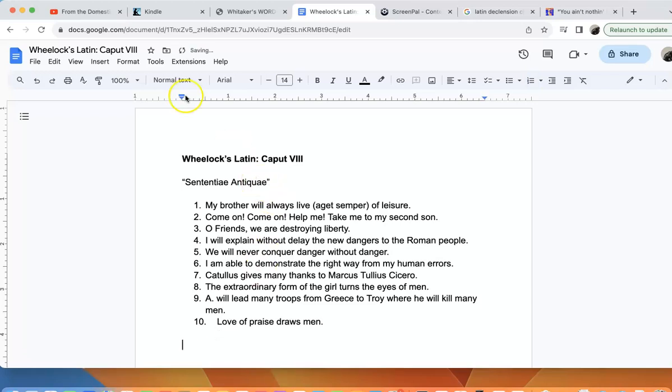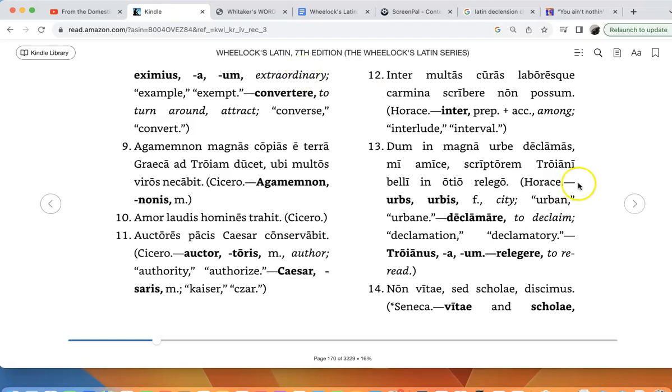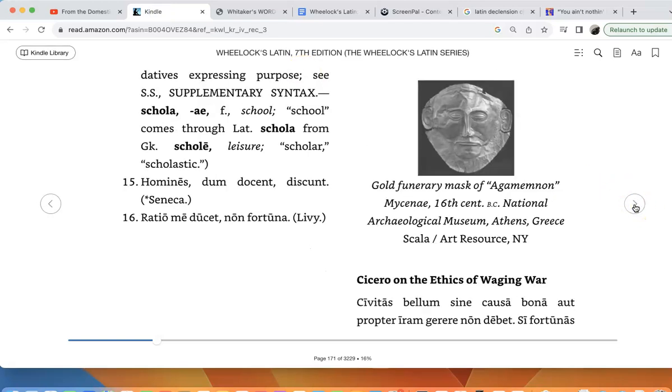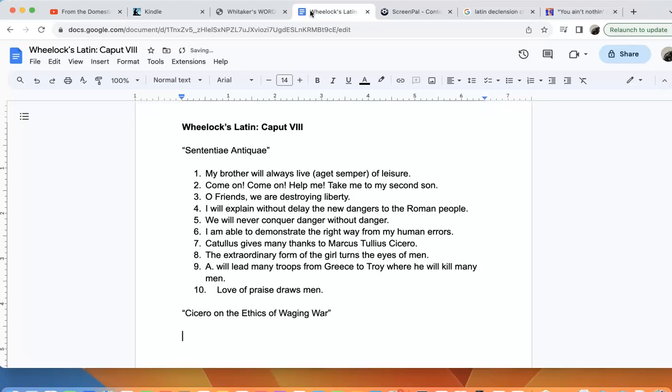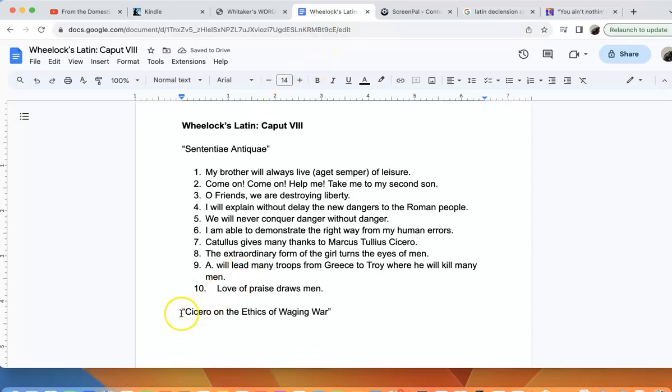All right, let's take a look at the longer passage in this chapter. Cicero on the ethics of waging war. So we'll give this a title. I can type here. And once again, Cicero, 106 to 43 BC, Rome's greatest statesman.